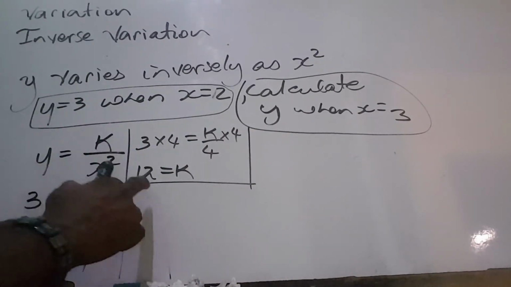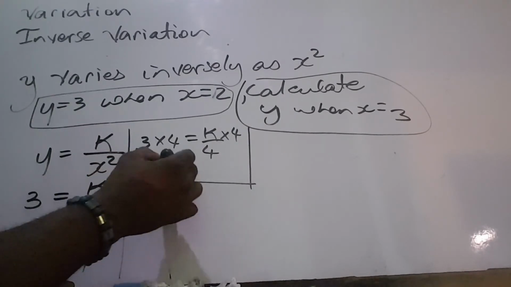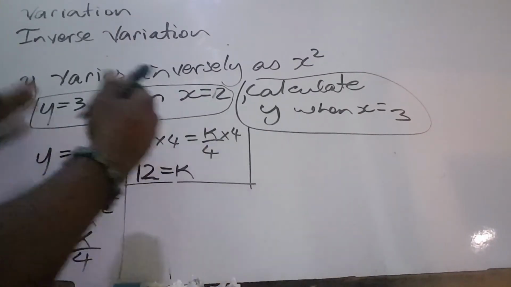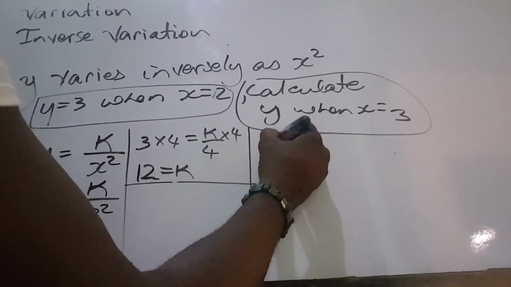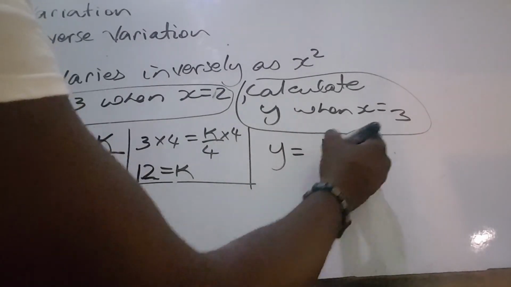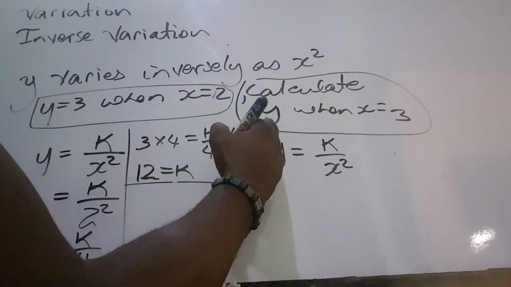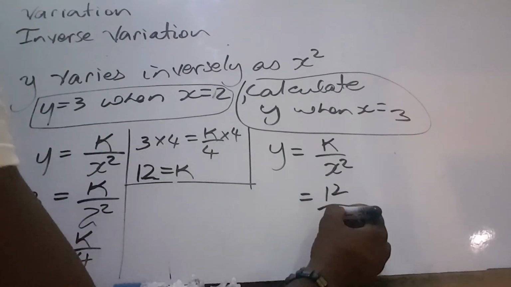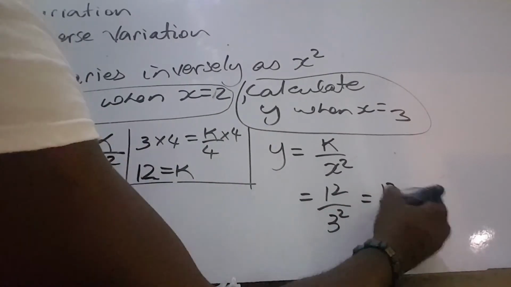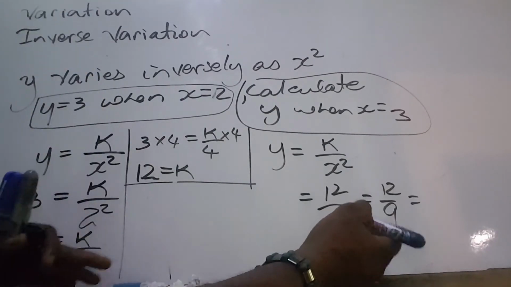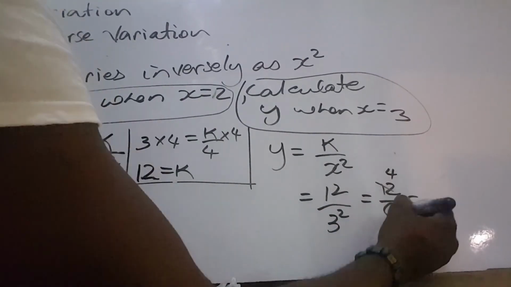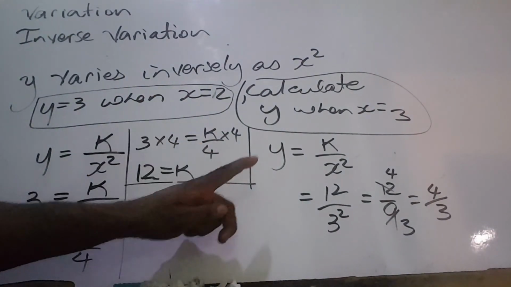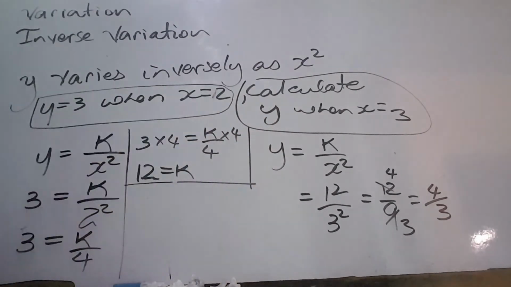Because I have my constant of proportion, which is k is equal to 12, I can now use this constant, because it's the same formula that governs this problem. It says y is equal to k over x squared. So y, which is what we want to find, is equal to k, which is 12, over x squared, which is 3 squared. What are we having? 12 over 9. We could reduce this by dividing by 3, and I'll get 4/3. So in this case, when x is 3, y is 4/3.